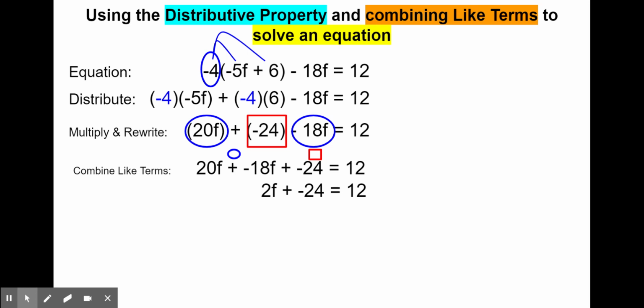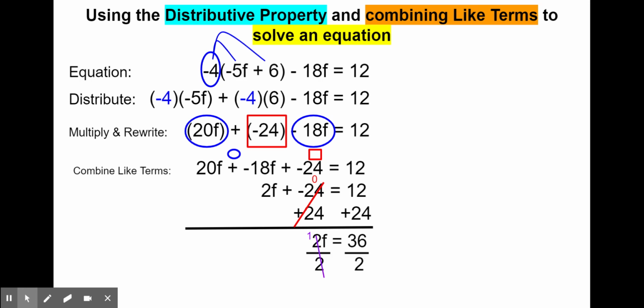From here is when I start to use my reverse order of operations. I can add 24 to both sides of my equation. This on the left side cancels out to 0, and I can bring down my 2f equal to my 36. From here, I have my one-step multiplication equation, so I can divide both sides by 2. They cancel out to be 1 on the left, so we're left with just f equals 18. That's my answer for this equation, and I can move on to my check.